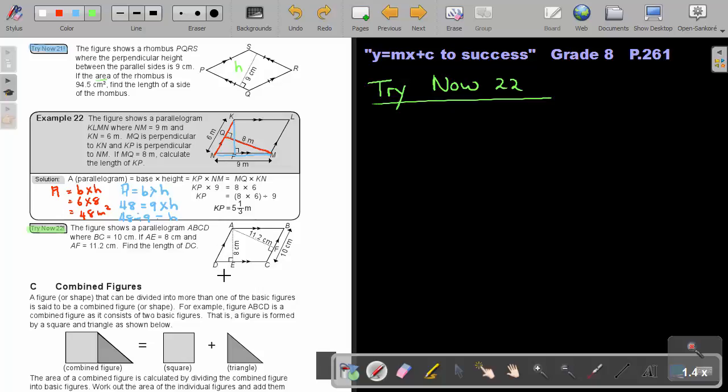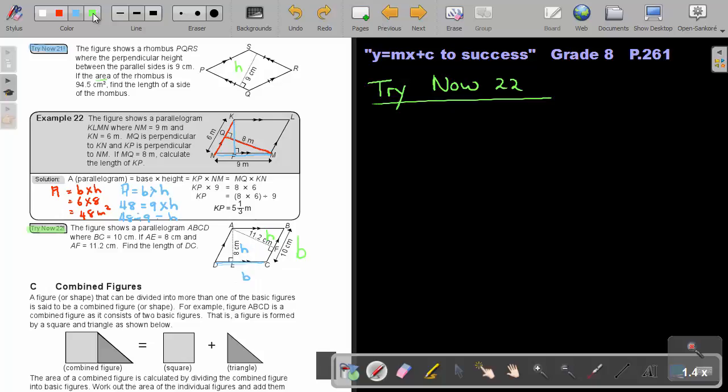Where is BC? BC is 10. And look at this one: AE is 8 and AF is 11.2. So this can be my base, and then this will be my height. But don't forget, if this is my base, then this one will be my height. That's why I work with two different ones. So they want to find DC.